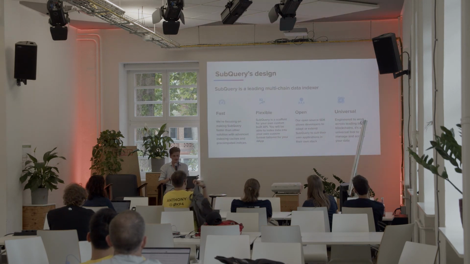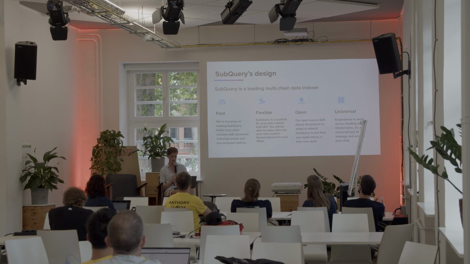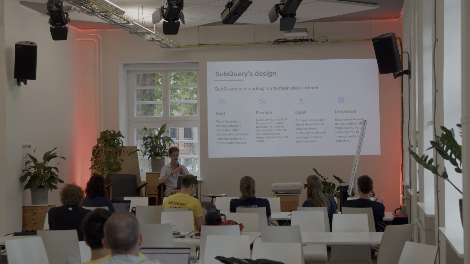So SubQuery, we design it with a few things in mind. We always try to make it as fast as possible. The constant thing that always comes up is how long does it take to index my entire chain? And that depends, obviously, on the density of the events that you want to index. It depends on the block speed of your chain and how long it's been going for. But we're trying to make it faster than others. So compared to The Graph in Ethereum, it's about 2 times faster. And we do a lot of work around caching and pre-computed indexes to make that faster.